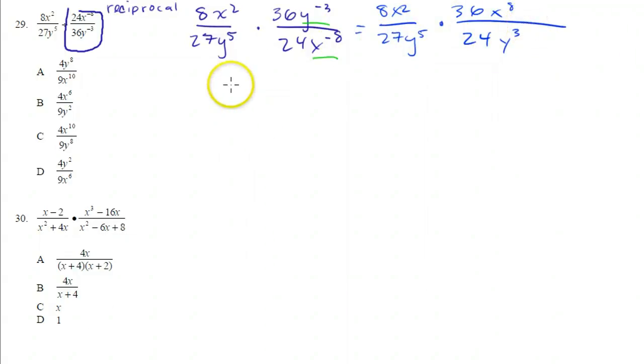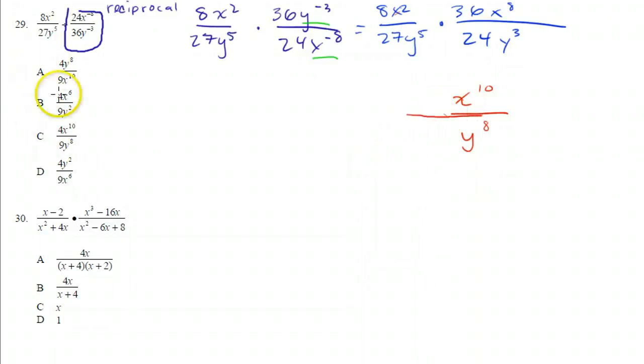And now we can just simplify everything. So starting off with the x's, I notice I have an x squared times x to the 8th on top. So that's x to the 10th. And then also on the bottom, I see y to the 5th times y to the 3rd is going to be adding those exponents, y to the 8th. And we can do the number separately.